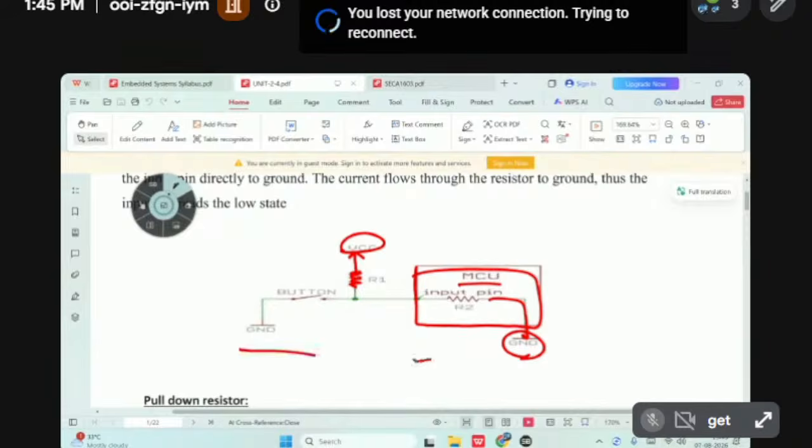You need to write this much in the exam. This concept belongs to the EC subject, purely related to the EC concept.